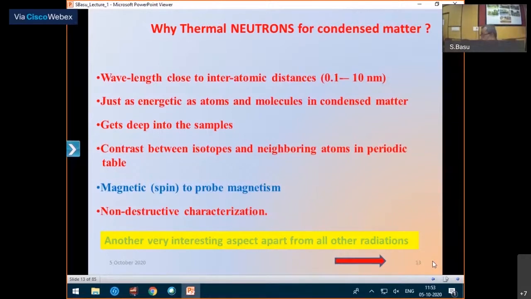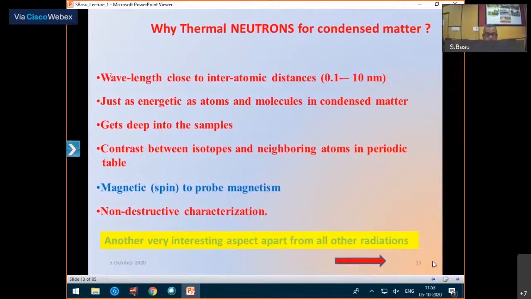An important thing is that there is a magnetic spin associated with the neutron. So this is useful for magnetic materials, especially microscopic or mesoscopic magnetism. Microscopic magnetism is done by using neutron diffraction, which is similar to X-ray diffraction, with which many of you will be familiar. It's a non-destructive characterization, importantly. And of course, another interesting thing is this part.